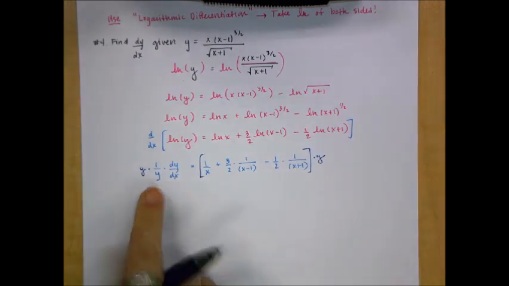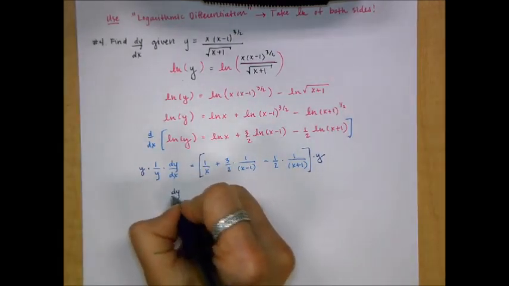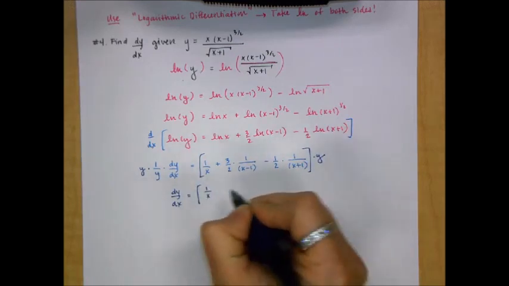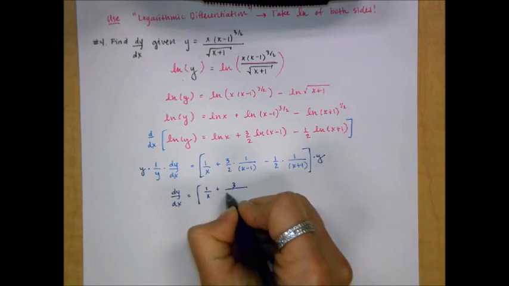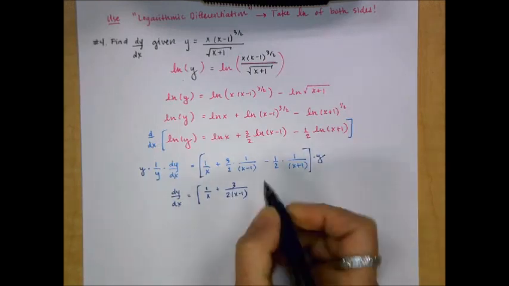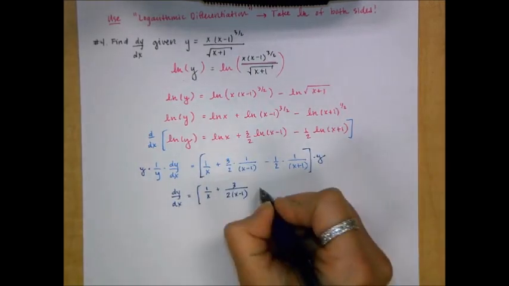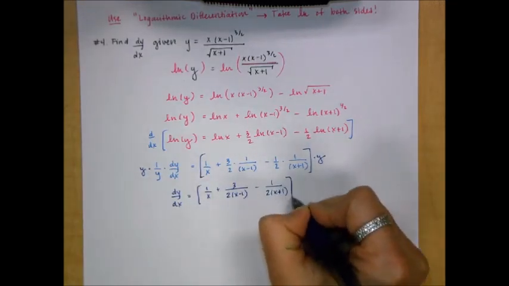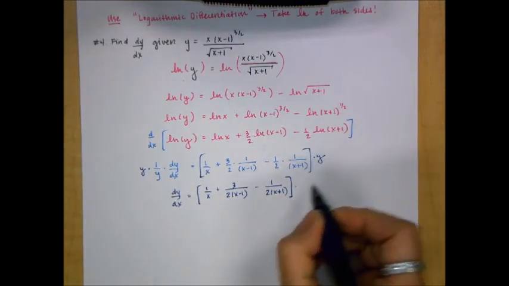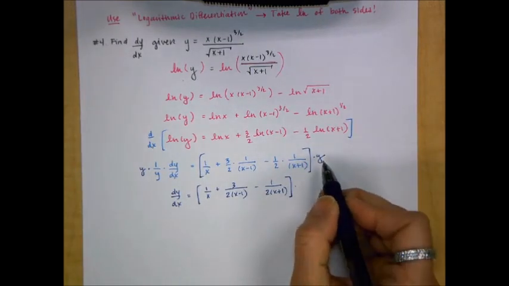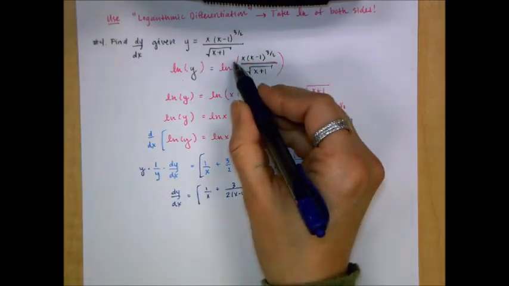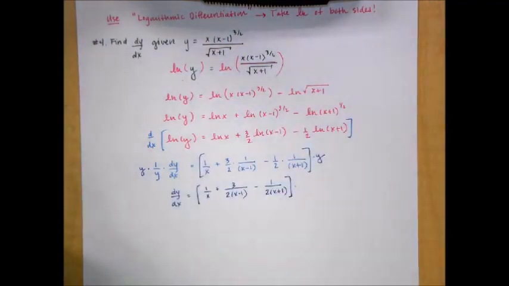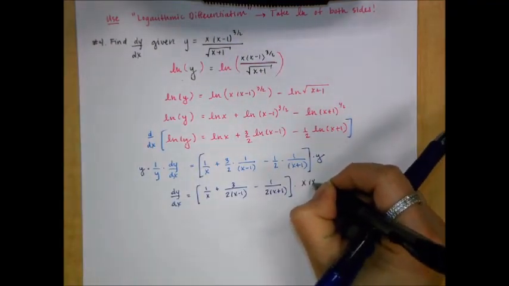On the right side, we have 1 over x plus 3 over 2 times x minus 1. So I'm just starting to push my fractions together. Minus 1 over 2 times x plus 1 and at the end times y. So I don't want to write times y because I know what y is. So right back here at the beginning, we're going to substitute that y is x times x minus 1 to the power 3/2 over the root of x plus 1.